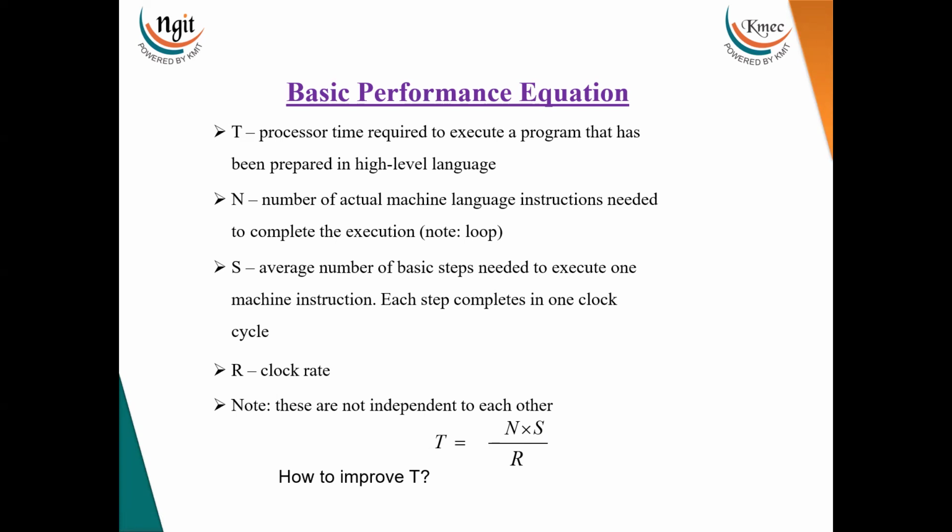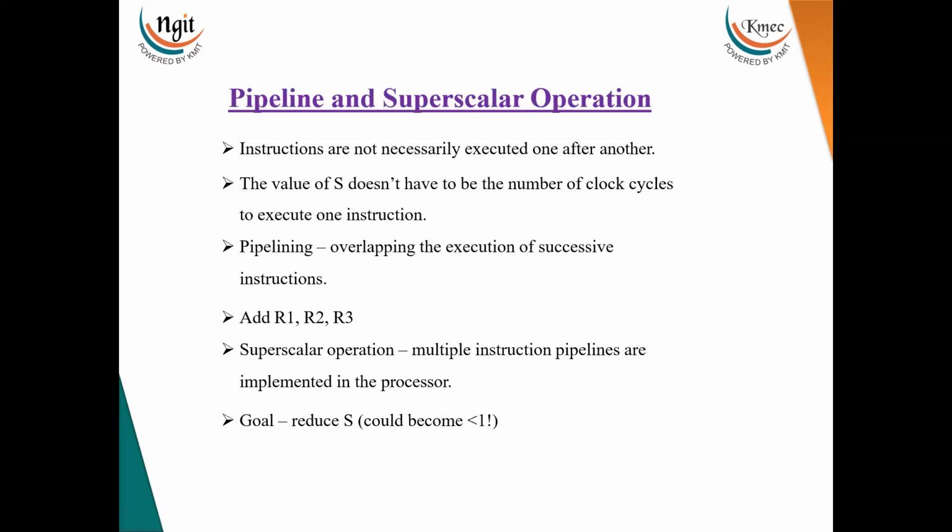Now if this is the performance equation, then how do we improve T? How to improve means what? How to reduce the execution time, thereby improving the system speed. The first concept is introducing pipelining and superscalar operation.